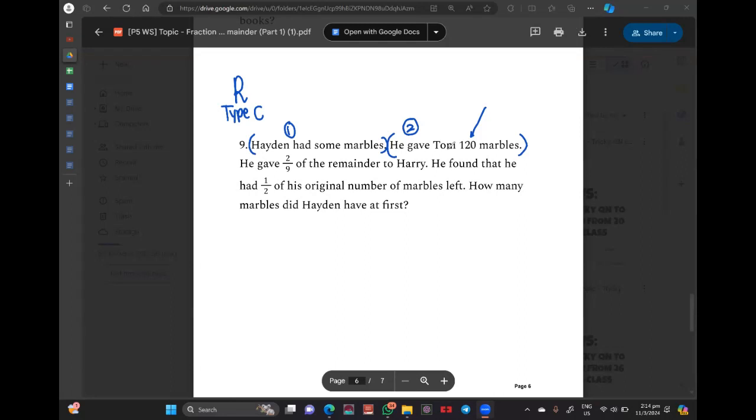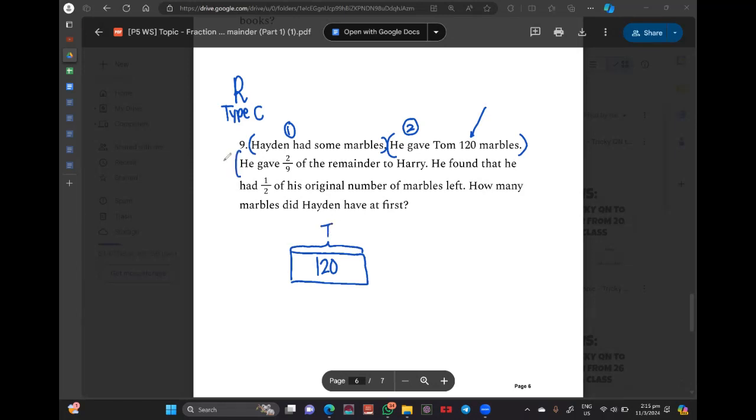So what should I do for this part? He gave Tom 120 marbles. What should I do first? Draw a model. Very good. So we draw a model, and then after that, what do we write inside? The block of wood. Because if you don't put anything inside, it means nothing. So what do I write over here? 120. Absolutely. And then we are going to say that everything over here is basically for Tom.